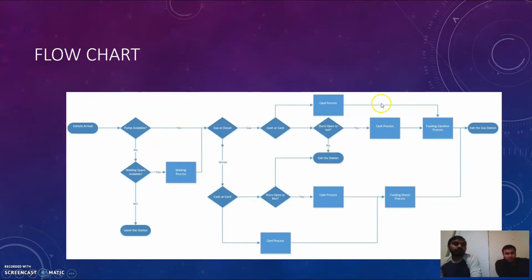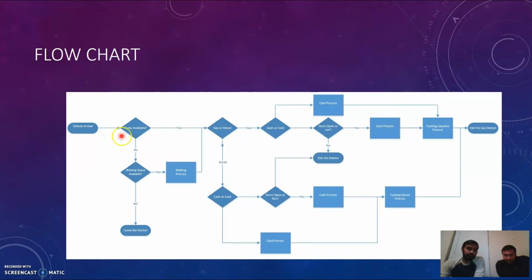My friend will continue with the flow chart. You can see this is the flow chart of the basic gas station model. The vehicle arrives here, and there is a decision that shows whether a pump is available or not. If yes, they go to the fueling process, or else they go to the waiting spot and wait until the pump is cleared so that they can refill. If they choose not to wait, they can just leave the station.